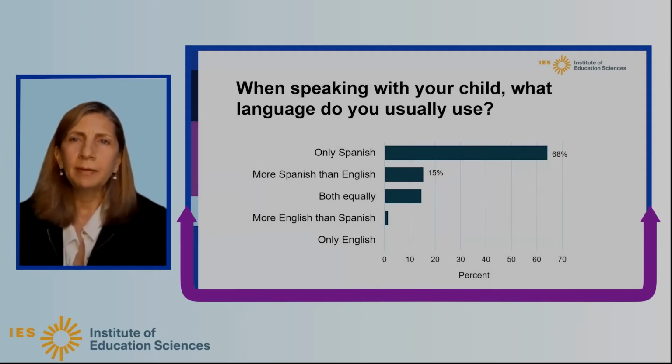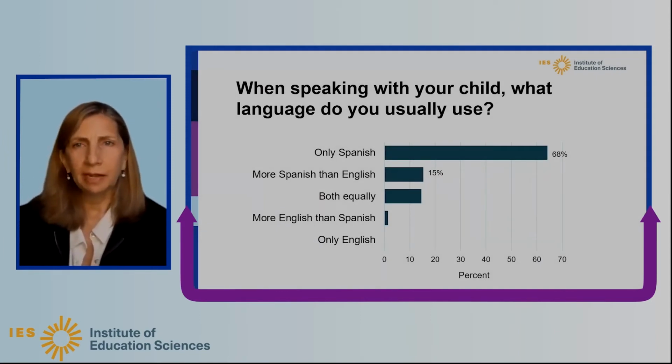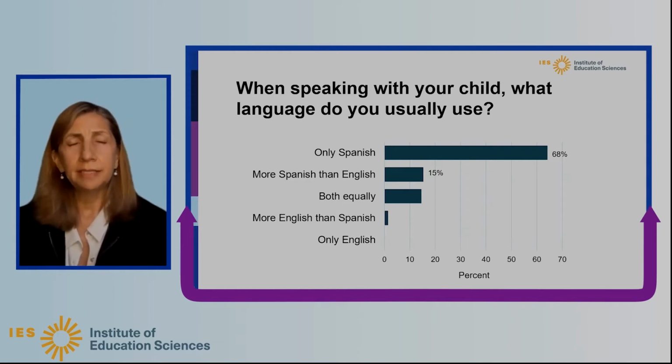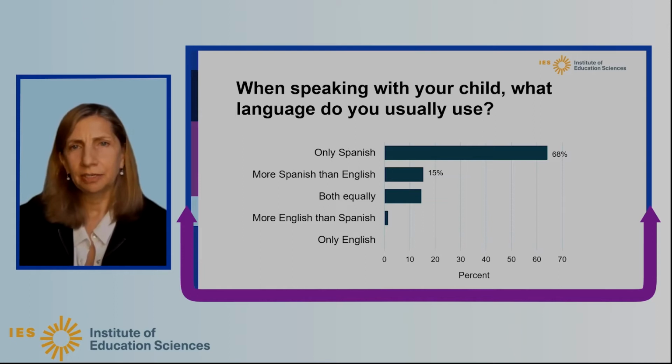We asked parents what language they typically use when speaking with their child, and in this graph, you could see that 68% of parents said that they spoke only Spanish to their children, and 15% said that they used more Spanish than English.